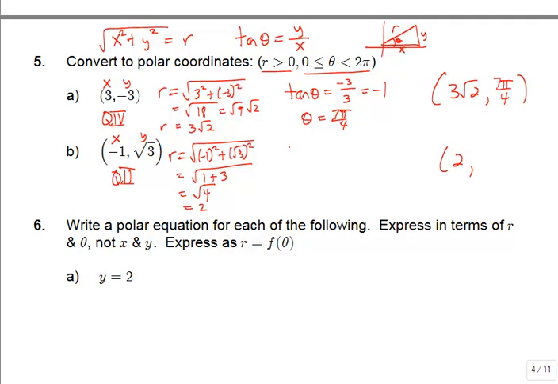And then to get my theta, I'm going to set it up so that I want the tangent of theta to be my y, which is this root 3, over this x, which is this negative 1. So this is going to reduce to a negative root 3. So what angle is going to give me that?